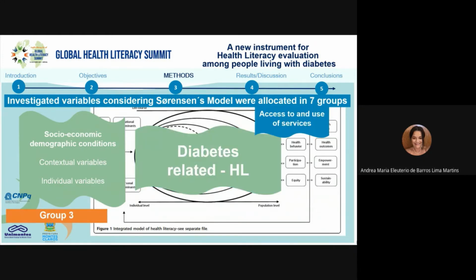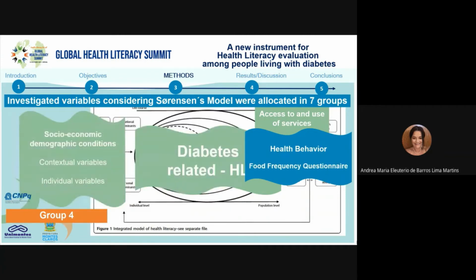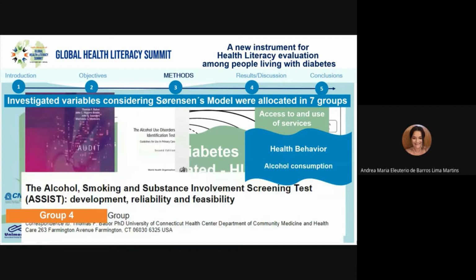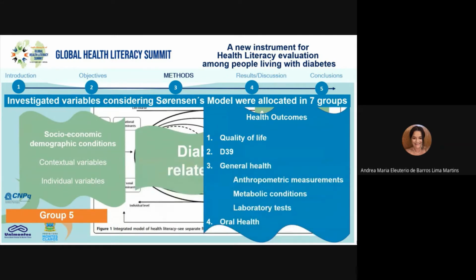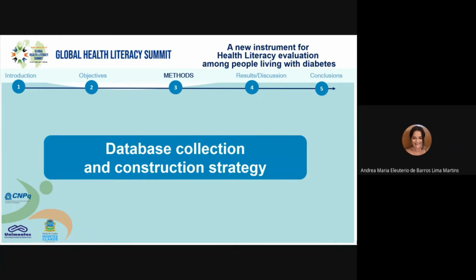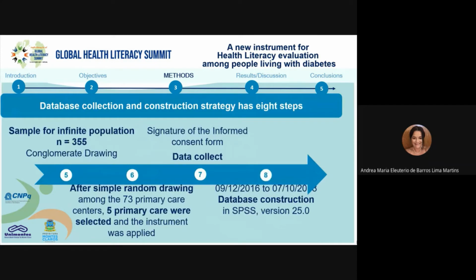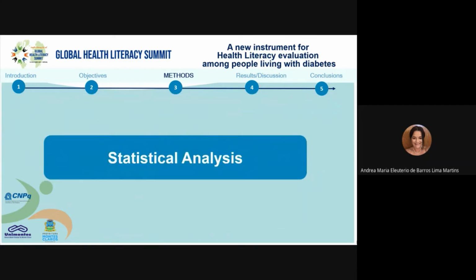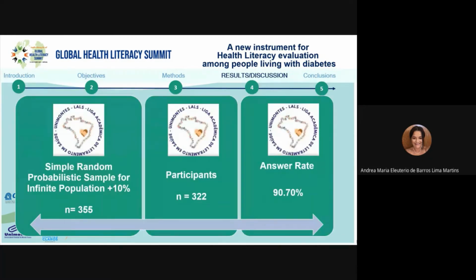Access to and use of services. Health behavior, adherence to drug treatment. Food frequency questionnaire. Health outcomes. Empowerment. Satisfaction with social support. Database collection and construction strategy. Database collection and construction strategy has 8 steps. Statistical analysis. Descriptive analysis. Results and discussion.